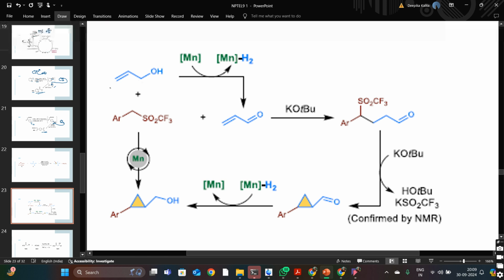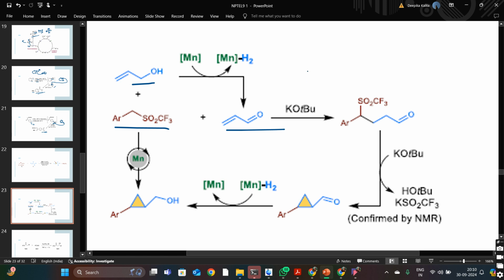We have this alpha beta unsaturated alcohol in the substrate and this sulfone as the second substrate. At first, what will happen? Manganese metal which is used in the reaction is going to oxidize our alpha beta unsaturated alcohol. As a result of the oxidation, we are going to get this alpha beta unsaturated aldehyde. Now in the reaction medium, we have our aldehyde and the sulfone left.